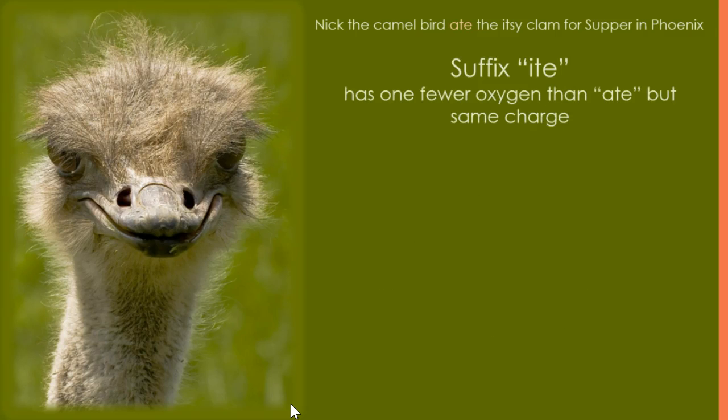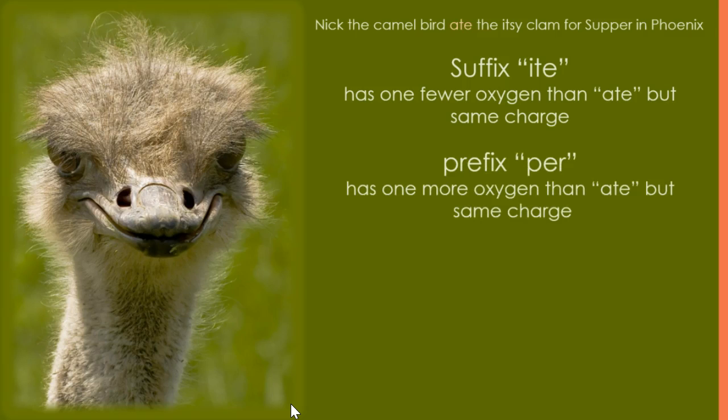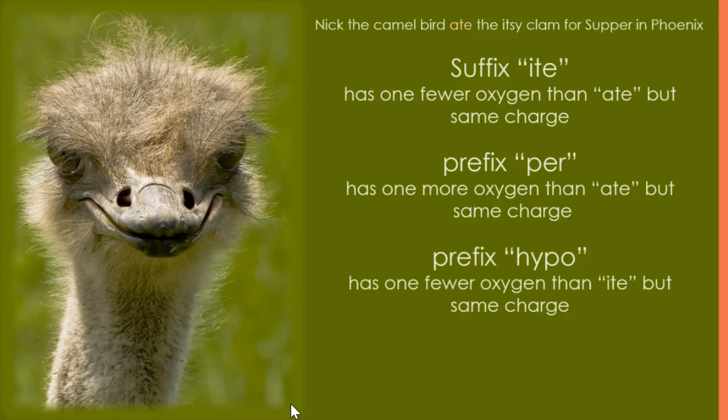Let's look at some of these rules we talked about. If an anion has a suffix of "ite," it just means it has 1 fewer oxygen than the "ate" version, but has the same charge. Now, let's look at a couple other things. If we have a prefix of "per," that means it has 1 more oxygen than the "ate" ion that corresponds with it. It has the same charge. If we have a prefix of "hypo," it has 1 fewer oxygen than the "ite" form that it corresponds with, but it also has the same charge.